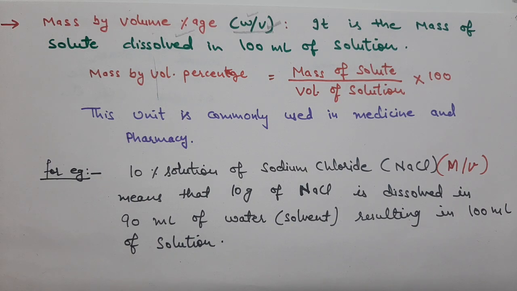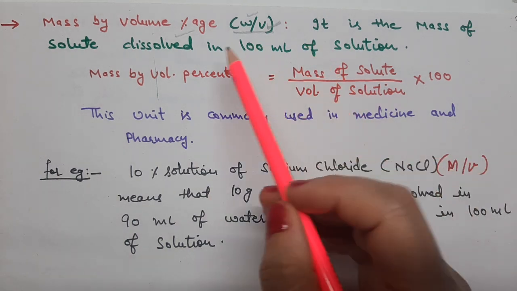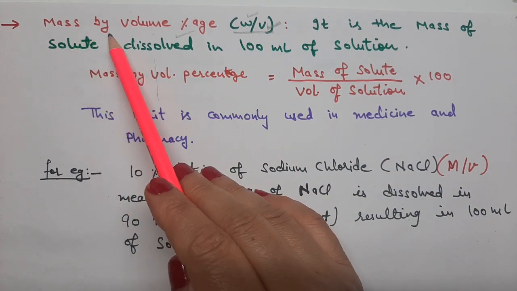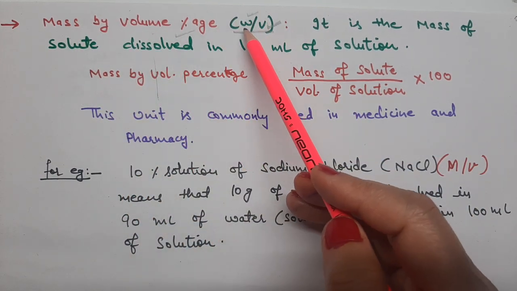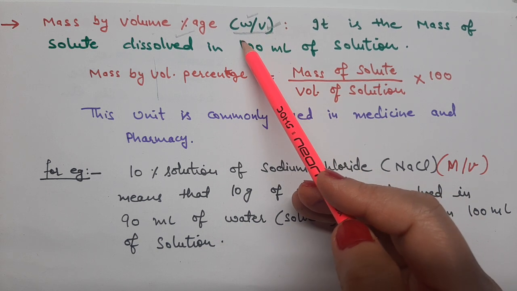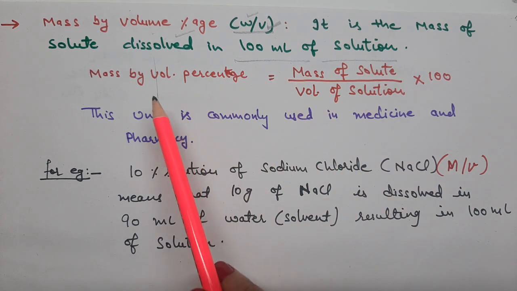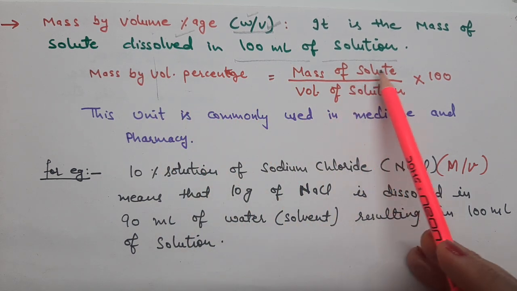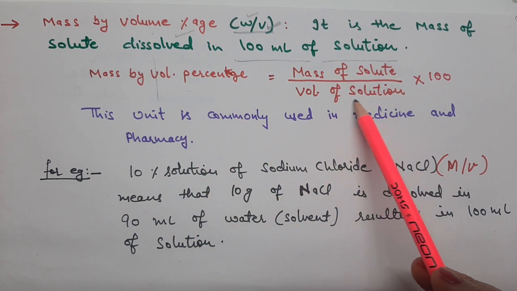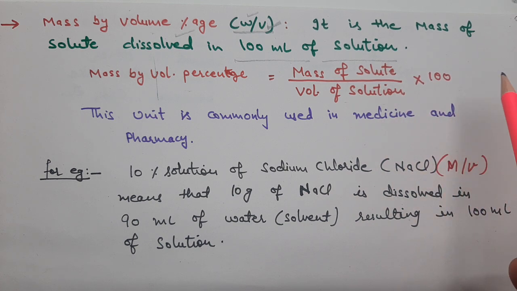Hello students, welcome back. So in this video we will talk about the next method of describing the concentration of solutions, that is mass by volume percentage. As is clear from the name, mass by volume. Here the solute is taken in grams and the solution is taken by volume. That's why the formula is the mass of the solute upon the volume of the solution into 100.